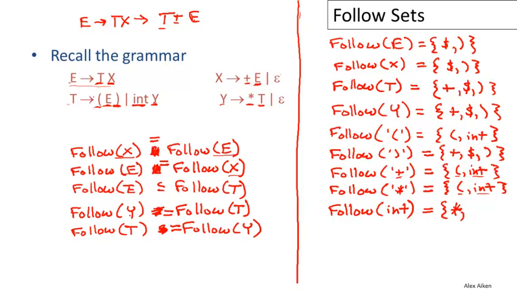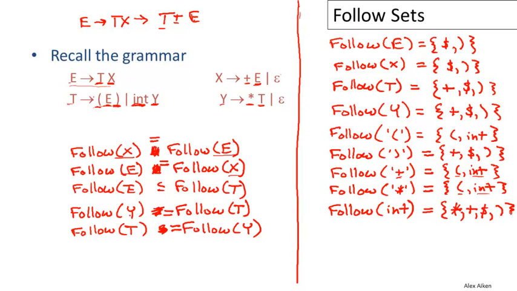But now, because Y can go to epsilon, there's an epsilon production for Y, that means that this int could actually wind up being at the right end of this production. Okay, well, the Y could disappear, and then whatever could follow the T could also follow the int. All right, so we have to include the things in the follow of T in the follow of int. And what was in the follow of T? Well, that was a plus, it was a $, and it was a close paren.